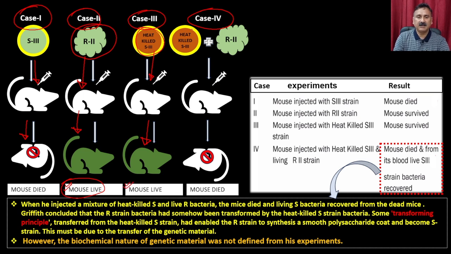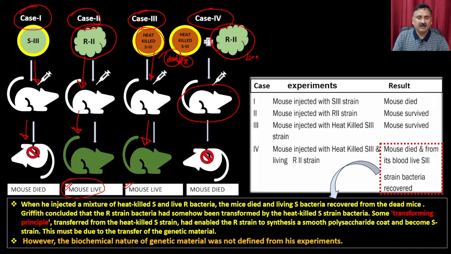Then in case 4, he took heat killed S type of bacteria. So the virulent bacteria he has heat killed, so this is not live bacteria. And then he added the R type bacteria, which is live. So this is live, and this is dead bacteria. He mixed them together and injected them into a healthy mouse.